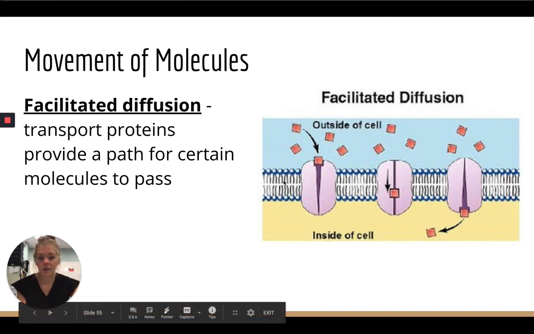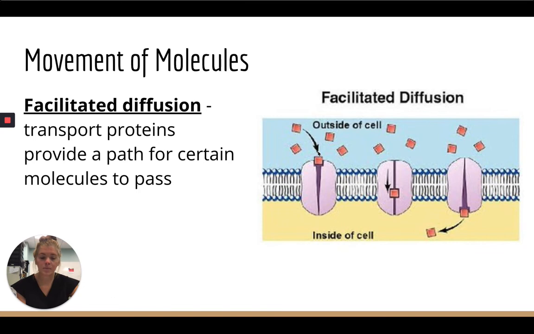So as you can see here, we have our phospholipid bilayer, and we have those proteins that I talked about that were embedded in that bilayer. These proteins can help provide a path for different molecules to pass. So if molecules can't get through the membrane on their own, they might go through this protein so they can get from one side of the cell to the other. Again, in facilitated diffusion, things are still going from concentration gradient of high to low.